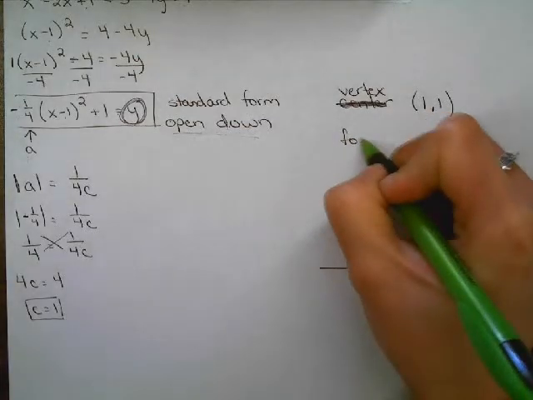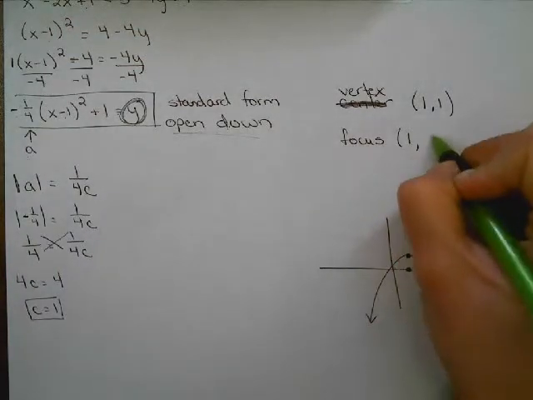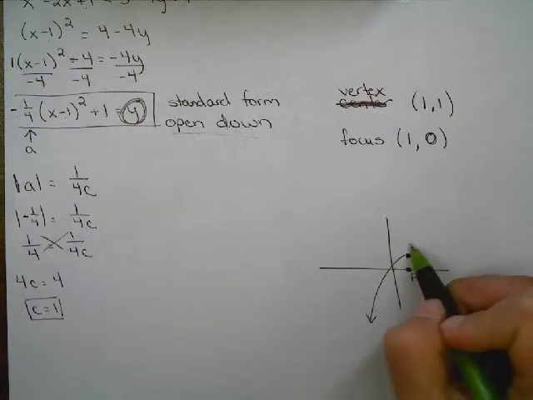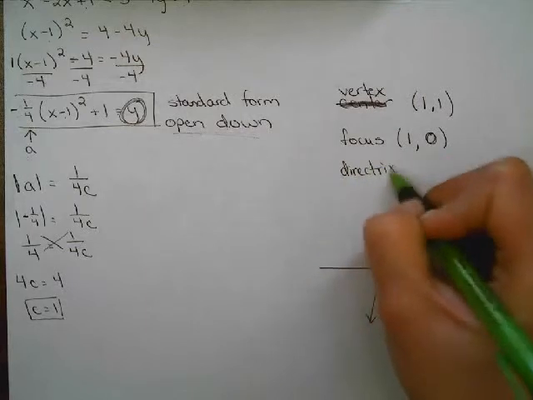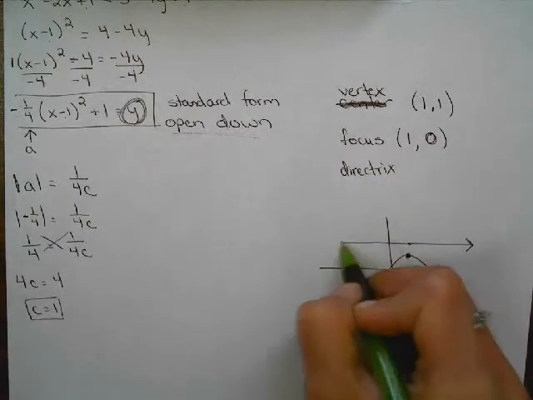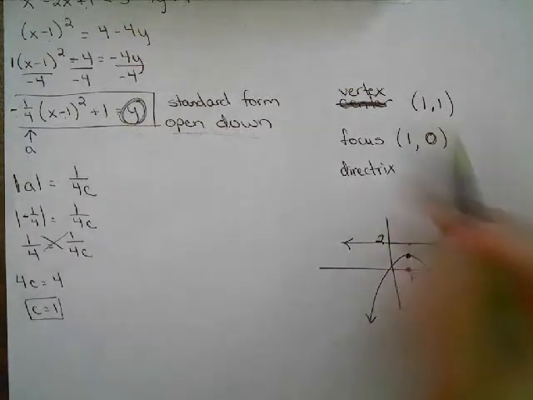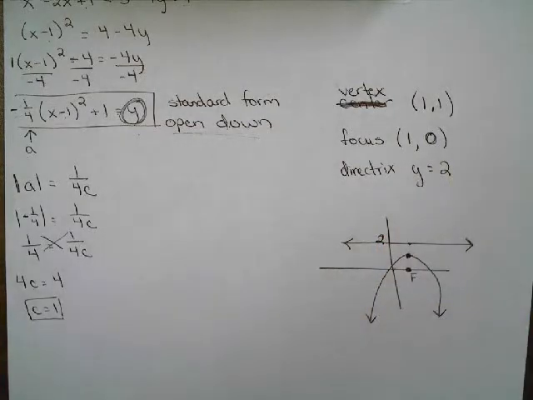So my focus, I'm still over 1 on the x, but now I'm 0 on the y-axis. This is my focus. Now my directrix has to be behind it. So if I'm at a positive 1 to go behind it, I'm moving up, so I have to add 1. So my directrix is going to be right here, which is at 2. And since this is a y equals, my directrix is y equals 2. And that's how you find everything you need for a parabola.